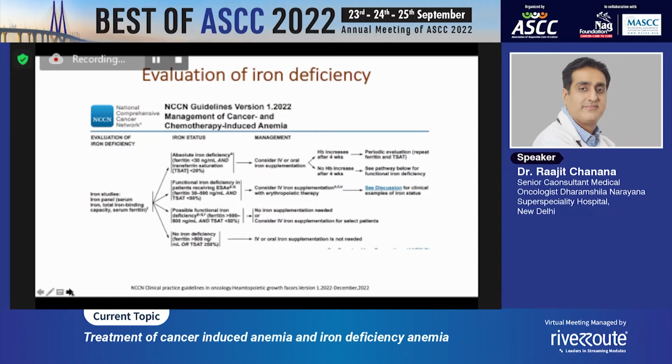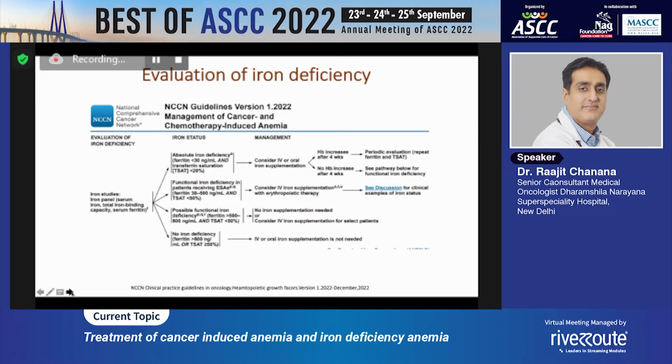And the functional iron deficiency is there in patients receiving ESAs. The ferritin is high, that is 30 to 500 nanogram per ml, and the transferrin saturation is less than 50%. So in this, IV iron supplementation can be considered. And if there is no improvement in HB, then ESA can be given.